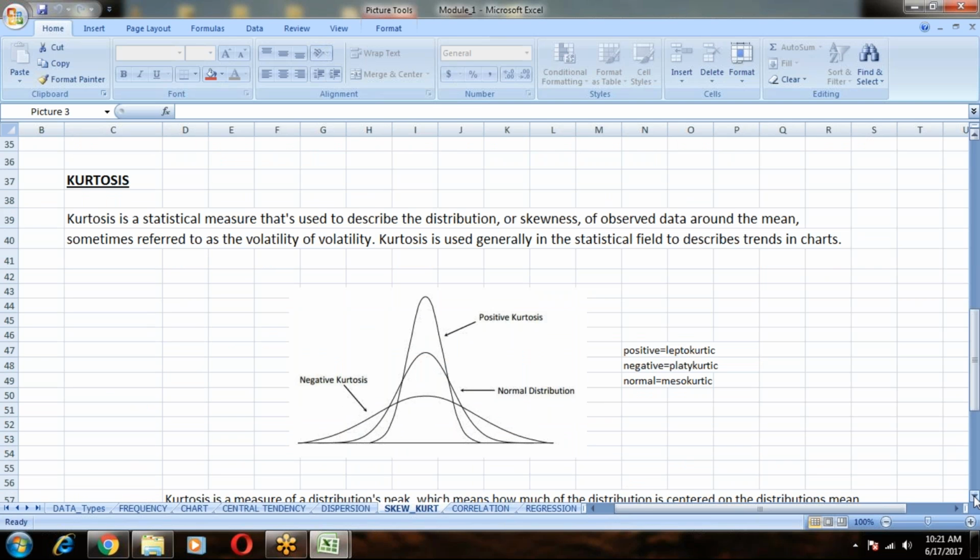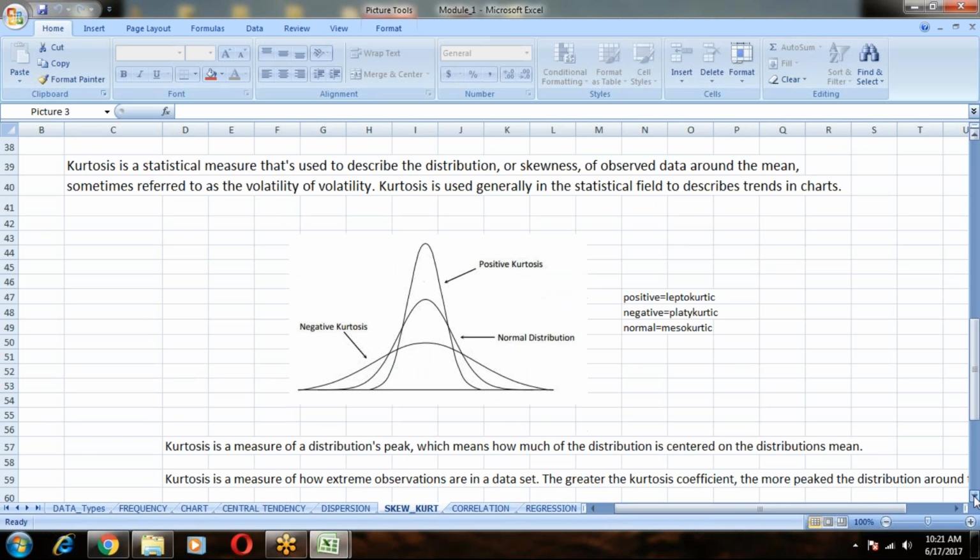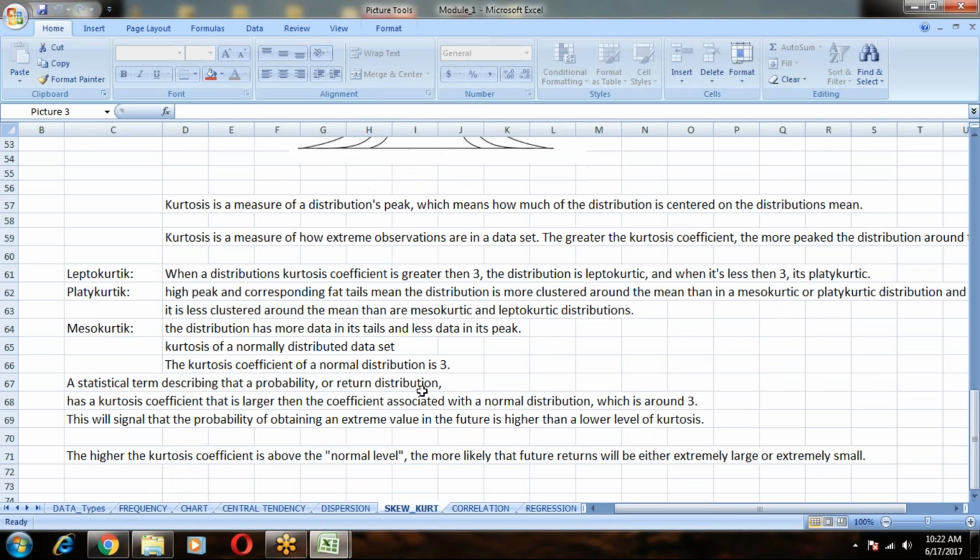It is also used to understand the sample structure, how much variation it has. Kurtosis is a measure of the distribution's peak, which means how much of the distribution is centered on the distribution mean. What you are actually doing is plotting the data and it is following some distribution. Different types of distribution concepts are there. Just understand that distribution is a nature. What type of nature is it having?